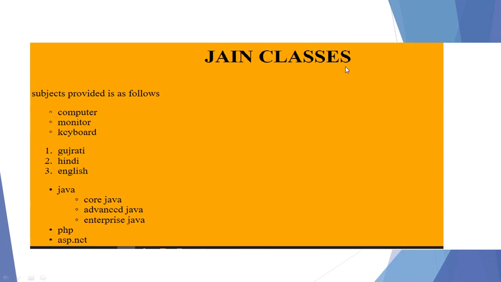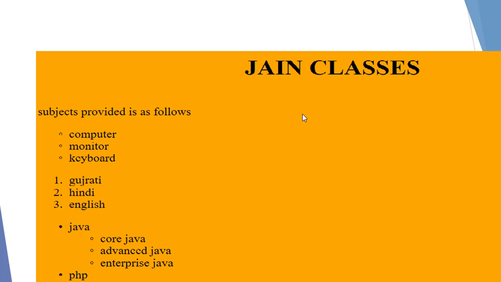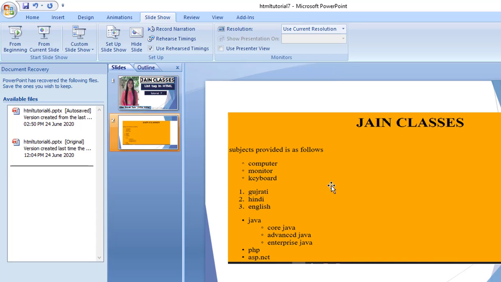We want the Jan classes as the heading, and then the subject provided as a list. We want to create this kind of list: computer, monitor, keyboard. Then 1, 2, 3, and then Java, PHP, and ASP.NET. The Java list is divided into another part, that means core Java, advanced Java, and enterprise Java. So we will create the kind of list that we are showing here.